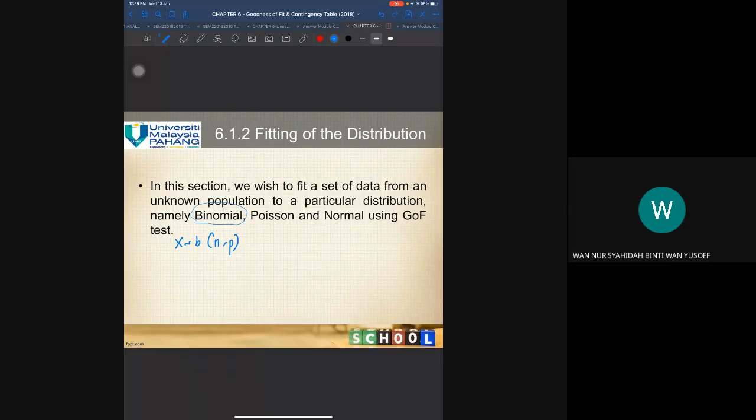And then for the Poisson, we have your data distributed as a Poisson with lambda. Lambda here is the average or mean. And the normal here is your data distributed as a normal with mu and sigma square. So we have 2 parameters for the normal distribution, which are mu and also sigma square.